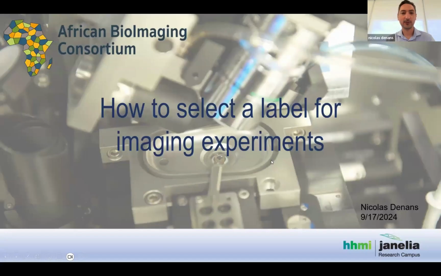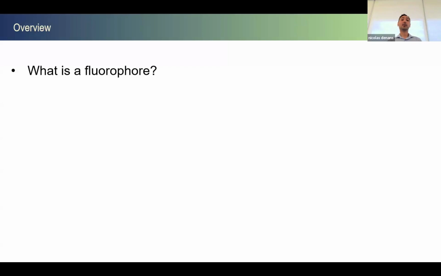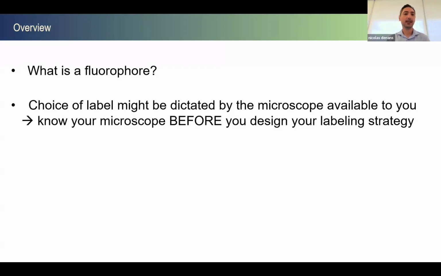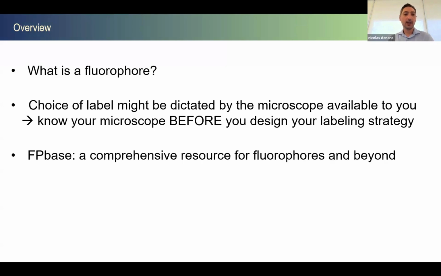Let's go back. So what I'm gonna talk about today. The basics: what is a fluorophore and how do we get fluorescence from a fluorophore? Then the choice of your label is most likely dictated by the microscope that is available to you. So you really need to know your microscope before you start designing your labeling experiments. And we're going to see what kind of components you need to know about your microscope. I'm going to teach you how to use FPbase, which is a really great resource to select your fluorophores.